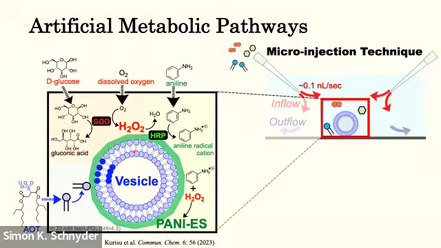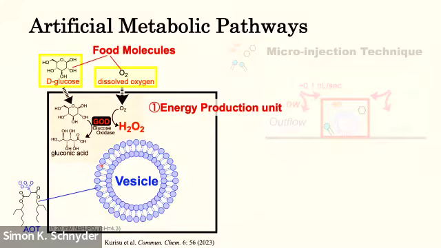Here the target vesicle is composed of an artificial membrane molecule, AOT molecules, which have a sulfonated head structure like this. And towards such target AOT vesicles, the first food molecules, glucose molecules and dissolved oxygen, are supplied by the microinjection technique. Here, with the help of the enzyme glucose oxidase, from the glucose, the supplied oxygen is reduced to hydrogen peroxide.